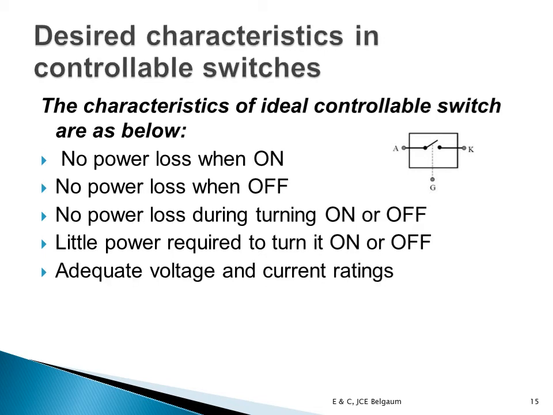Adequate voltage and current rating. Obviously, the current that flows to the load should be as per the load requirement. The load is normally connected to your output, that is your cathode. So if it demands 10 amperes, the device should be able to carry 10 amperes. If it is only able to carry 5 amperes, then that is not an appropriate device to be used with that load. So, adequate voltage and current rating.